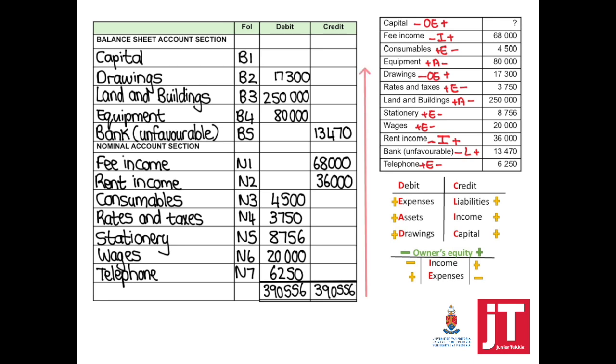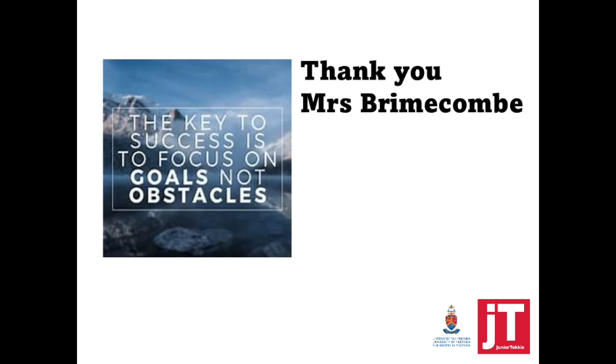And now we're working backwards, upwards, and we take 390,556 minus the credit total equals the capital amount, which will now be the balancing figure. Hope you have a better understanding of the trial balance. Remember that the trial balance, we get the information from the general ledger. That is the next step.